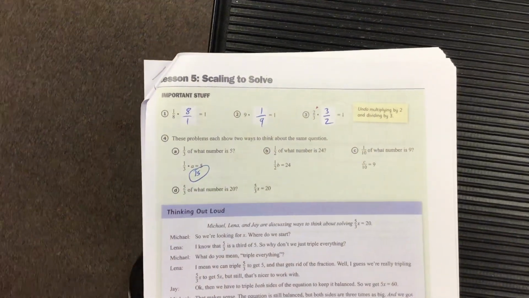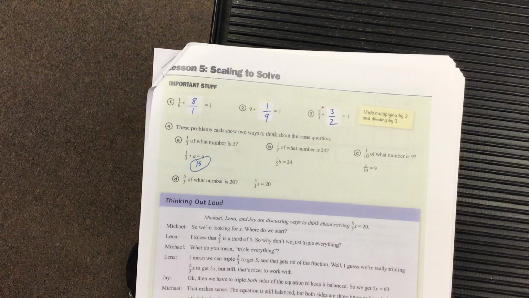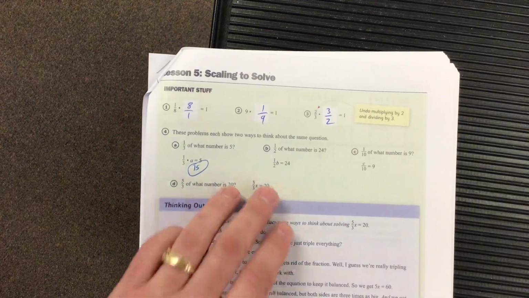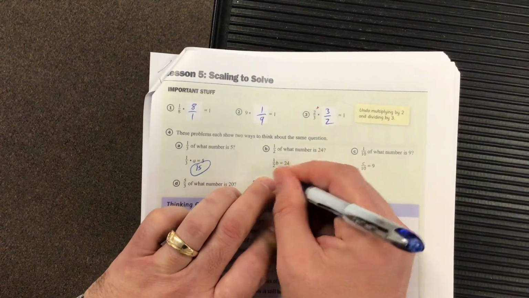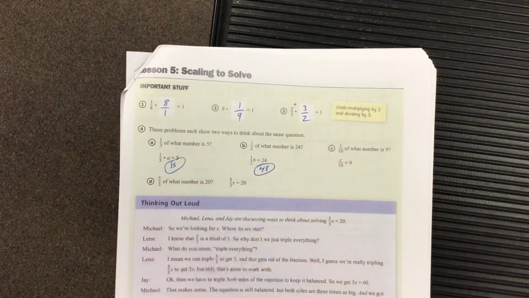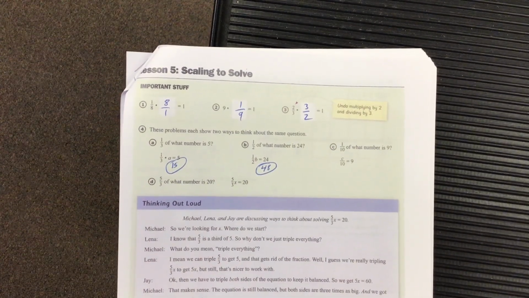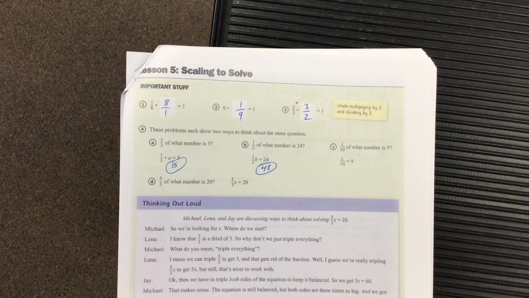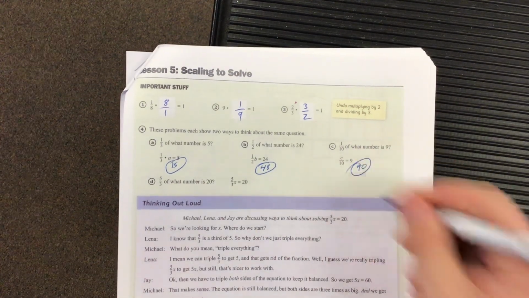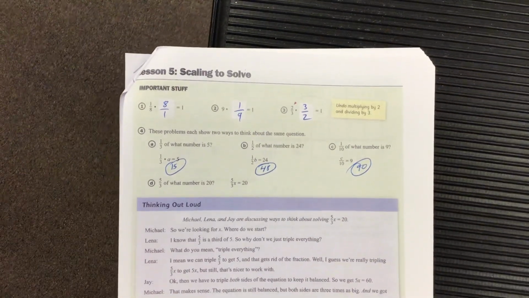Half of what is 40 or 24? 12. Half of 48 is 24. Oh, wait, I'm dumb. I misread. A tenth of what number is 9? 90. Okay, now it's going to get a little trickier.